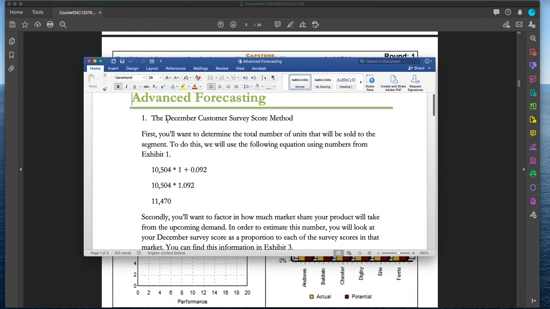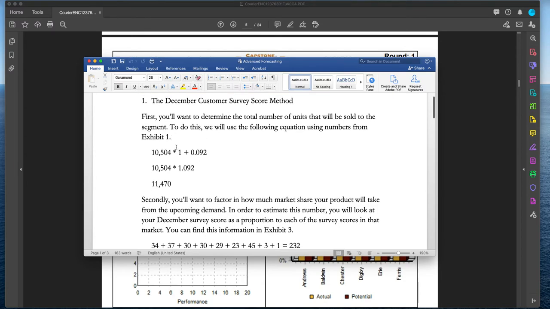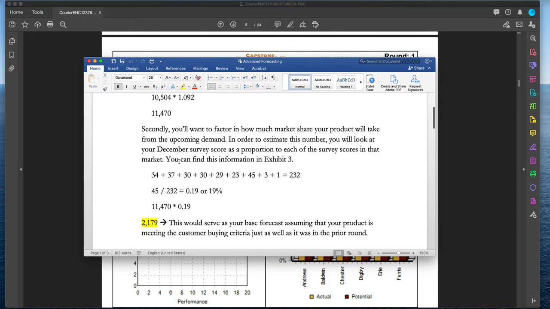It gives an example of how to calculate the forecast using the December customer survey score method. I strongly recommend that you create some sort of spreadsheet that you can readily use to do your forecasting for each of your products and each of your segments. If you take a look at this document, you're going to want to start with determining what the next year's total industry demand will be based on the segment growth rate. Then you're also going to want to use the December customer survey scores for each product in that segment to determine your product's market share.